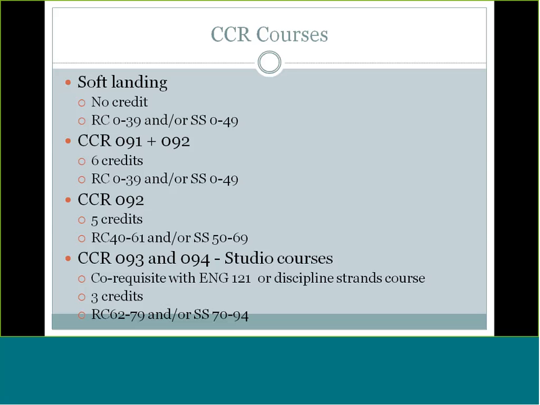Okay. Tara asks, what scores are represented on the slide? She asks if they're ACCUPLACER scores specifically or if there's something else. They're all ACCUPLACER scores. Reading comprehension and sentence skills are the two score ranges. You just answered the next question, which was, what does SS stand for? So now we know.